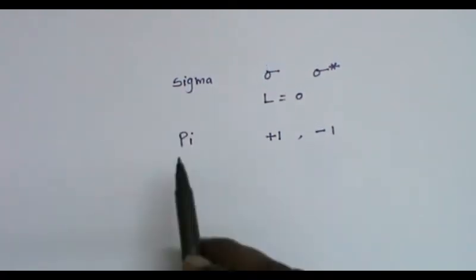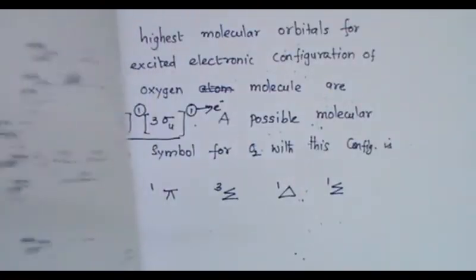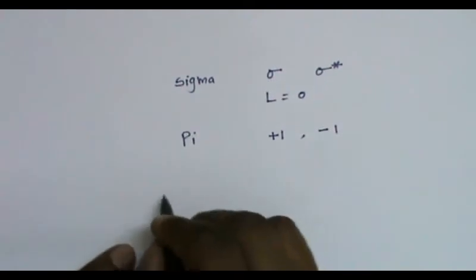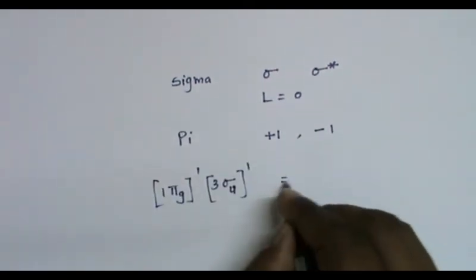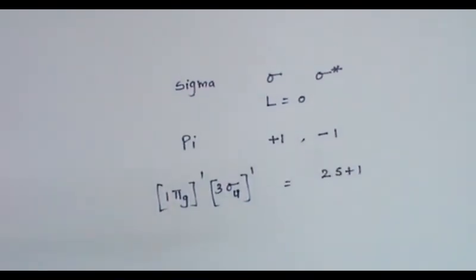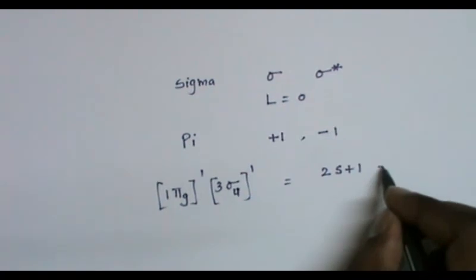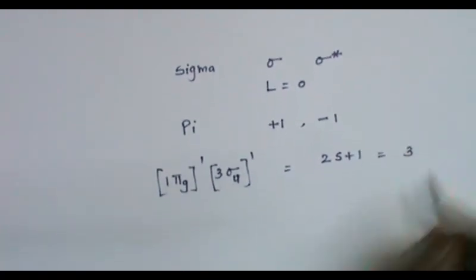We come across only sigma molecular orbital and pi molecular orbital. So the question should be asked only from this. Now let's go to the given problem. First, let us try to predict the spin multiplicity. It is very simple. It is given by 2S plus 1. Since there are 2 unpaired electrons, it will be 3.